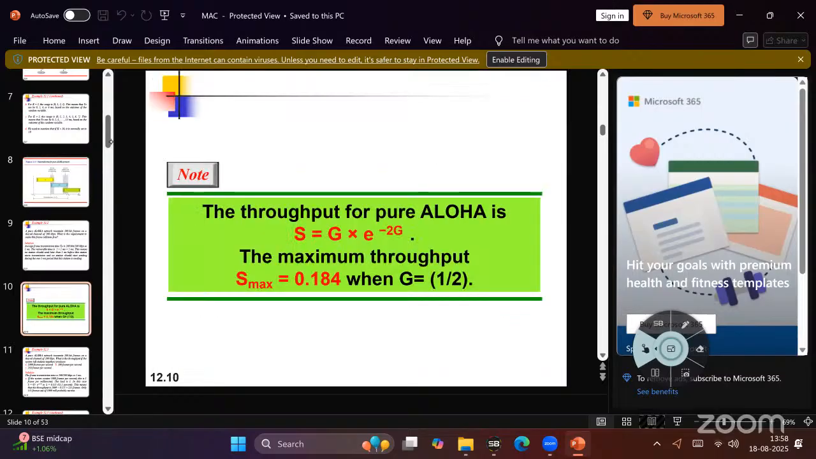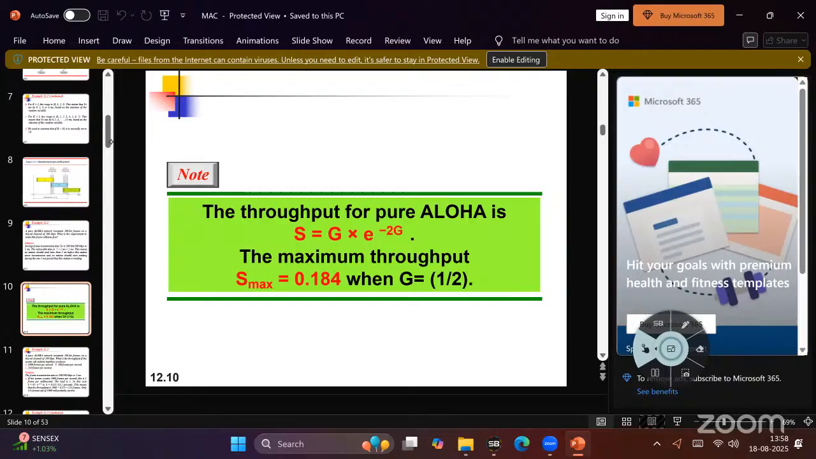Okay. So in the morning we discussed Aloha. Aloha has two types: pure Aloha and slotted Aloha. In pure Aloha, if the channel is idle, the data can be transmitted.